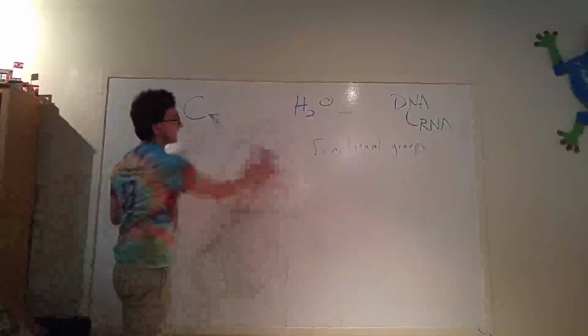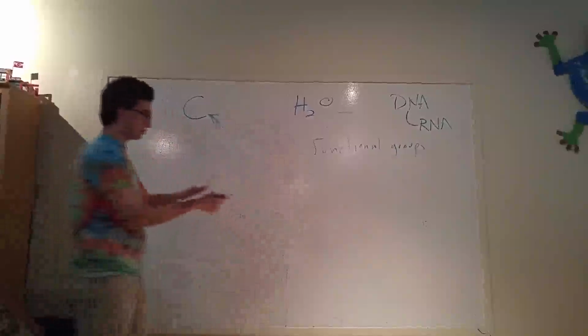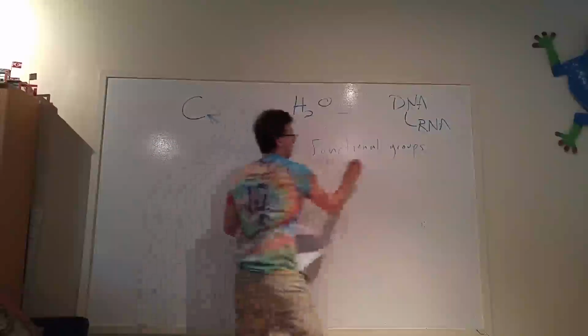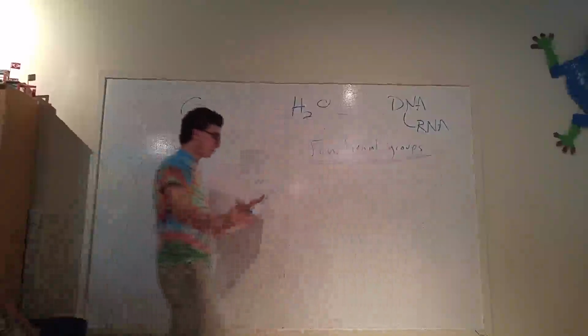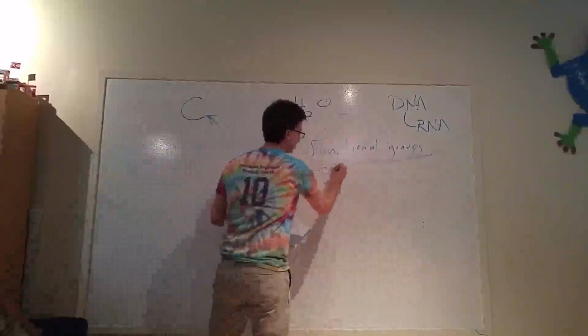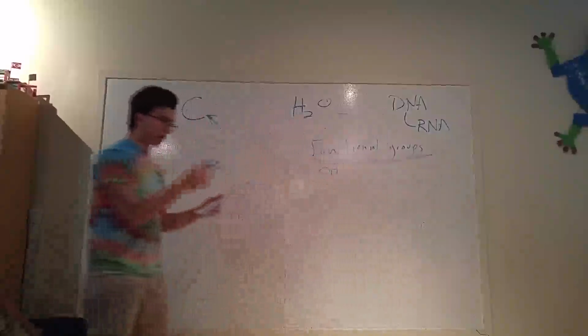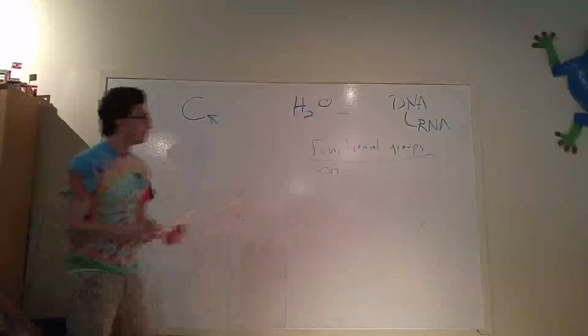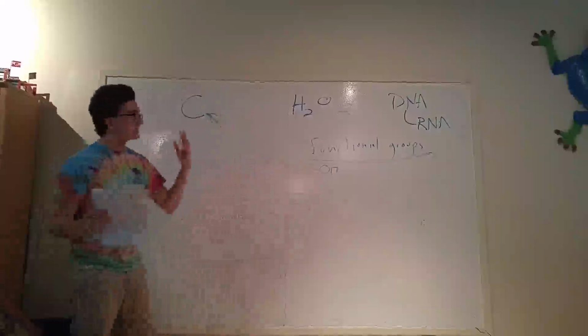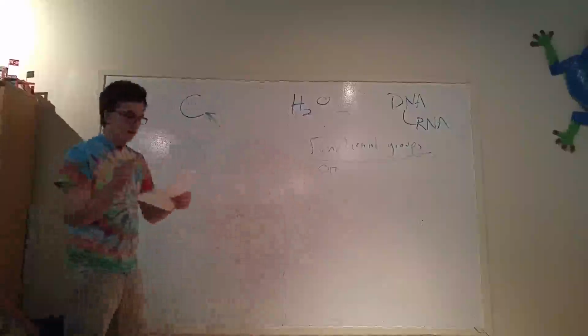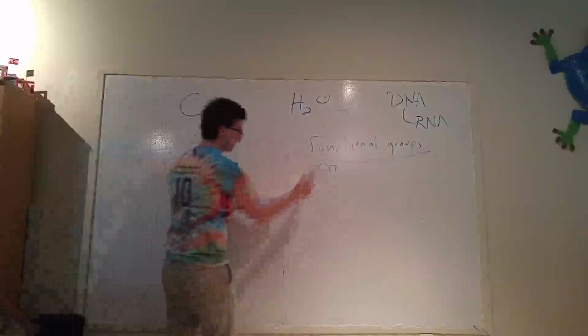Okay, final thing, functional groups. I'm going to do these in order of importance. The first most important functional group is hydroxyl, OH. The hydroxyl makes alcohols. Hydroxyl is also what we consider a base. So if you see KOH, that's a base. And so hydroxyls are really important.